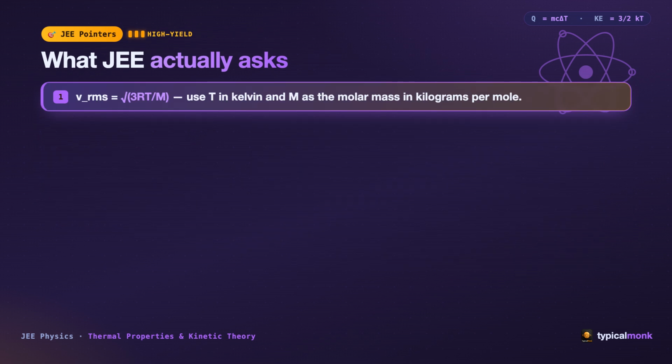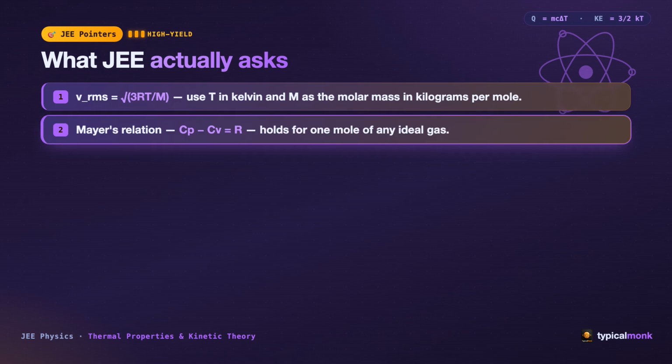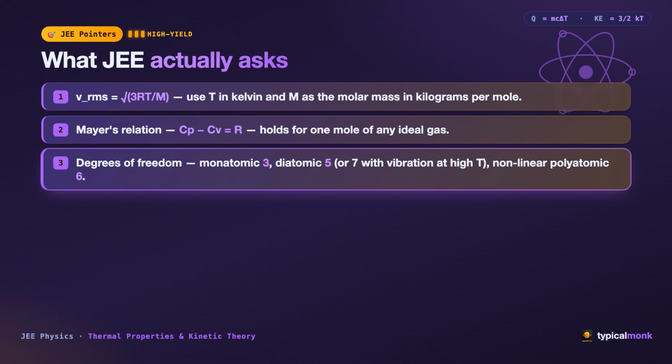Now sit up straight. These 5 lines are what JEE actually asks, year after year. 1. V RMS equals the square root of 3RT over M. Remember, T in Kelvin, and M as the molar mass in kilograms per mole. 2. Mayer's relation, Cp minus Cv equals R, holds for 1 mole of any ideal gas. 3. Degrees of freedom: 3 for a monatomic gas, 5 for a diatomic gas, or 7 with vibration at high temperature, and 6 for a non-linear polyatomic gas.